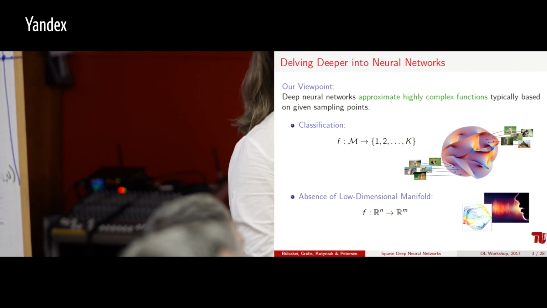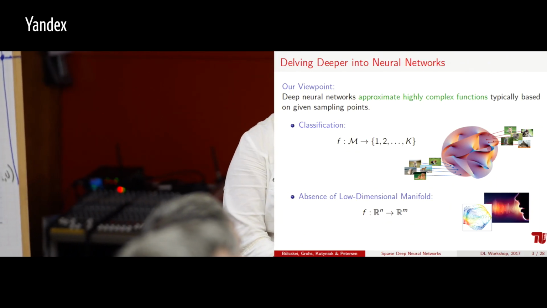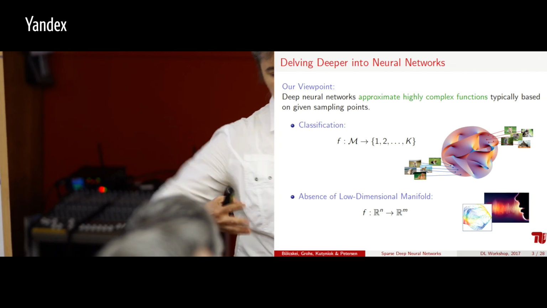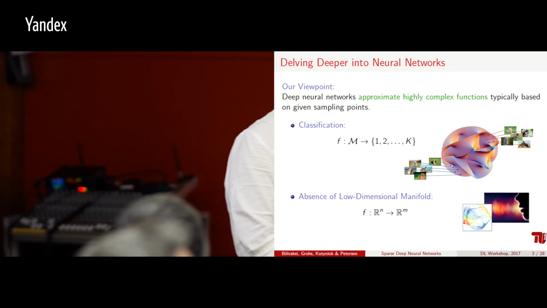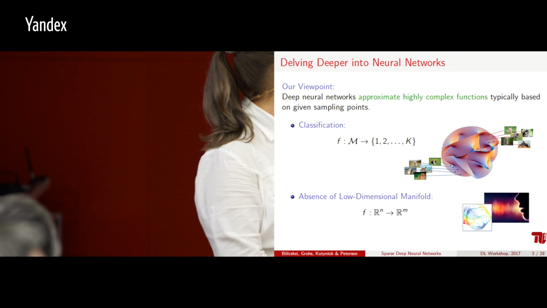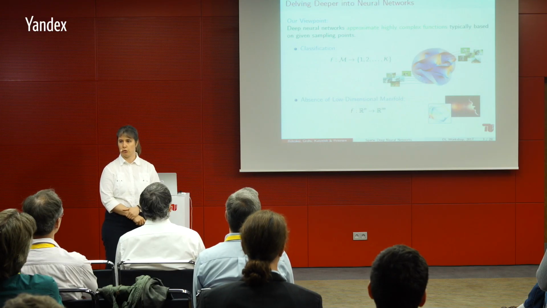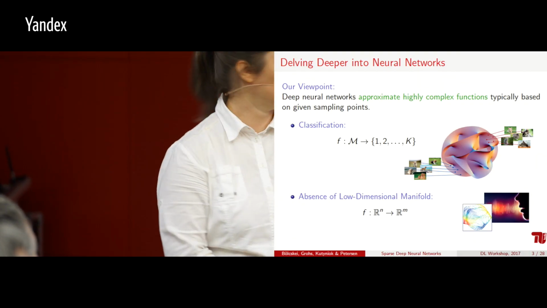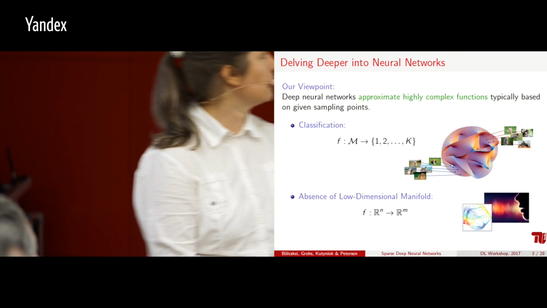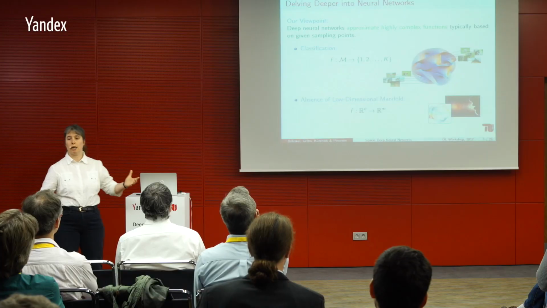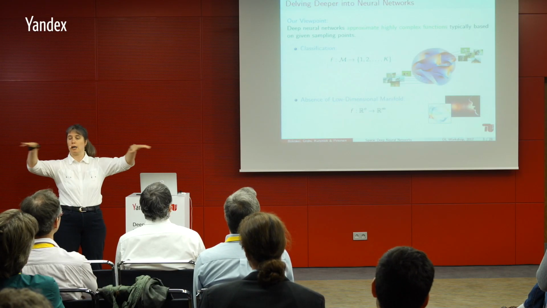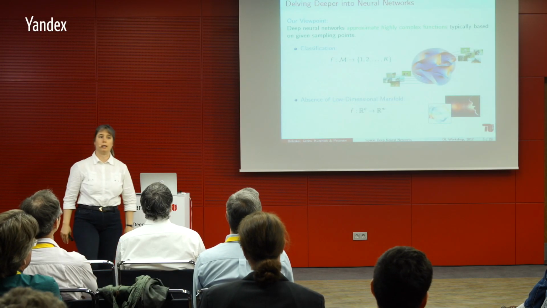I'm interested in the following question. Typically in applications, you have a highly complex function in the background, and what you aim for is with your neural network to approximate those functions given certain sample points. You see some examples here. If you have a classification problem, for instance, in imaging sciences, we typically assume that the images lie on a lower dimensional manifold in high dimensions.